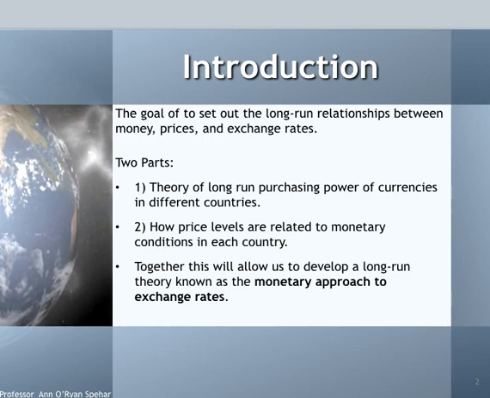So we've just completed discussing the theory of long-run purchasing power of currencies in different countries, which helped us to understand how exchange rates are determined. We learned that purchasing power parity implied both absolute purchasing power parity as well as relative purchasing power parity. One helped us to explain that the ratio of prices of two nations determined exchange rates, and the other one, the relative purchasing power parity, helped us to understand how the appreciation and depreciation of exchange rates were explained by the differentials in the inflation rates in the two countries.